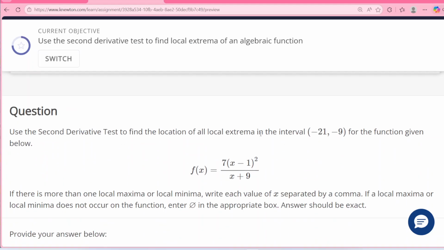All right, so then here's another one where we're using the second derivative test. This looks pretty similar to a function we saw earlier, another problem like this with algebraic functions. Once again, it's just on a specific interval. We're only looking for critical values, points where there are hills and valleys, local maxes and mins, between negative 21 and negative 9.